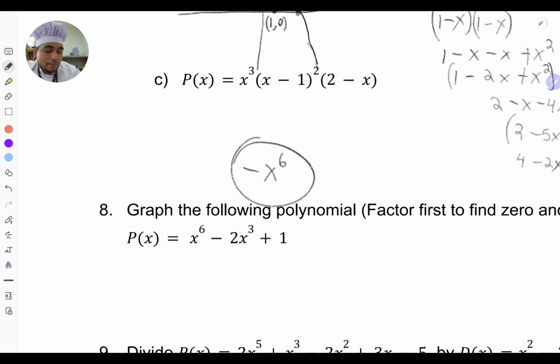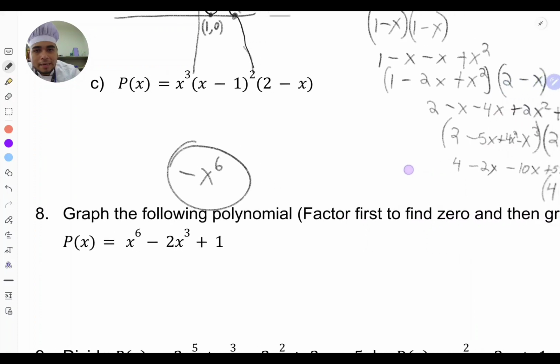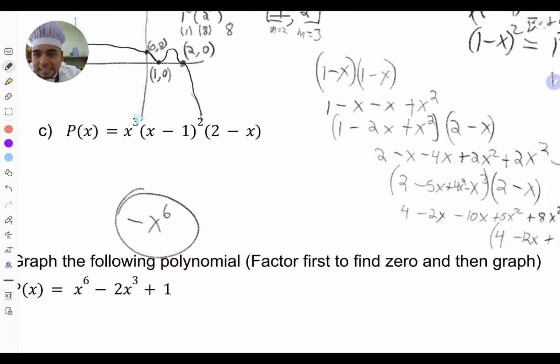So you don't have to do it the way that I just did it, okay? If you want to be very rigorous and if you want to be 100% sure that you're doing it correctly, expand this out, and figure out what your leading term is. With the bad math way, you can think of it like a shortcut. This is negative x to the sixth, okay?